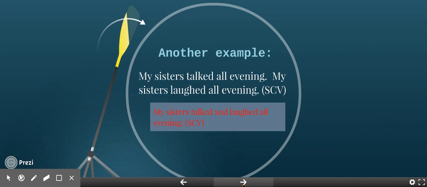Let's look at another example. My sisters talked all evening. My sisters laughed all evening. SCV. They want us to make a simple sentence with compound verbs. Well, my sisters repeats and all evening repeats, but the verbs do not. So we can combine them by saying, my sisters talked and laughed all evening. Now, if we were labeling this sentence, talked and laughed would be compound verbs, so we would put CV over them.